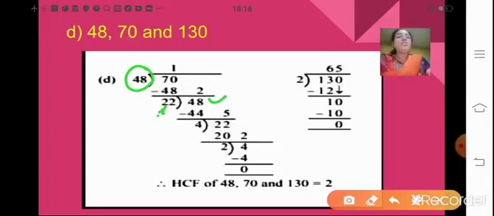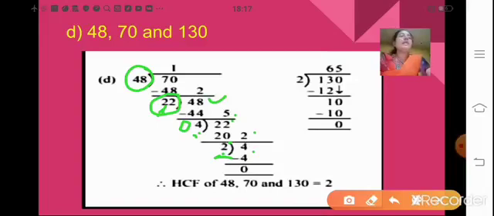Now divided by 22, 22 twos are 44. So 8 minus 4 is 4, 4 minus 4 is 0. So you will take this 4 as your divisor and what will be your dividend? Yes, so this 22 will become your new dividend. Now when you divide this 22, 4 fives are 20. So 22 minus 20 is 2. Correct? Now this 4 will become your dividend. Now 2 twos are 4. Okay, now you have finished with this division.